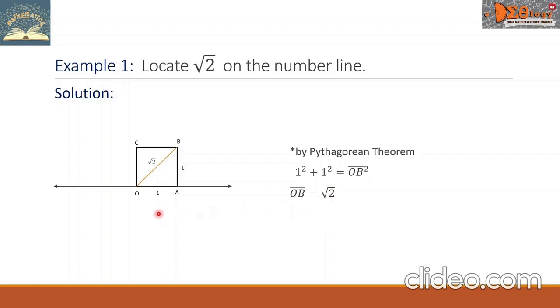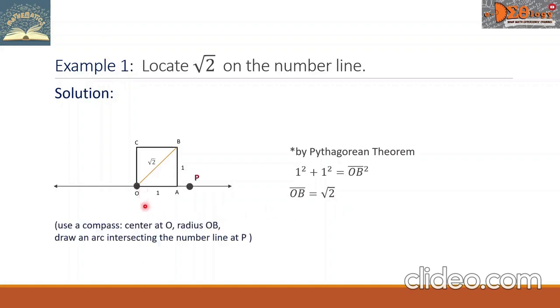On the number line, we put O on the origin. Then we will use a compass, center at O, radius OB. Then we will draw an arc intersecting the number line at the point P. Therefore, OB is equal to square root of 2, and that will be equal to the line segment OP.